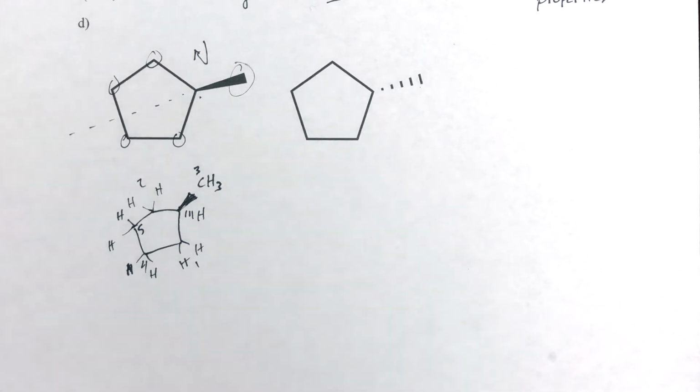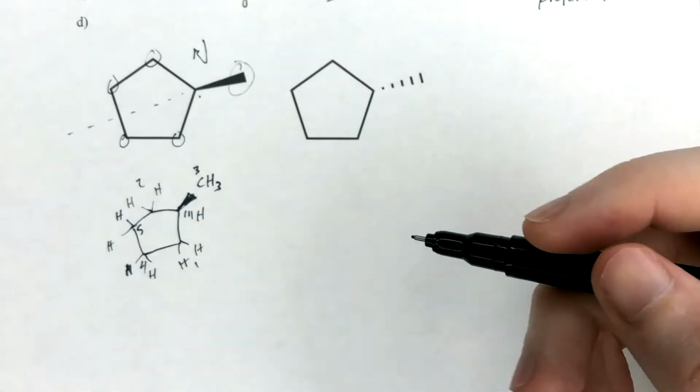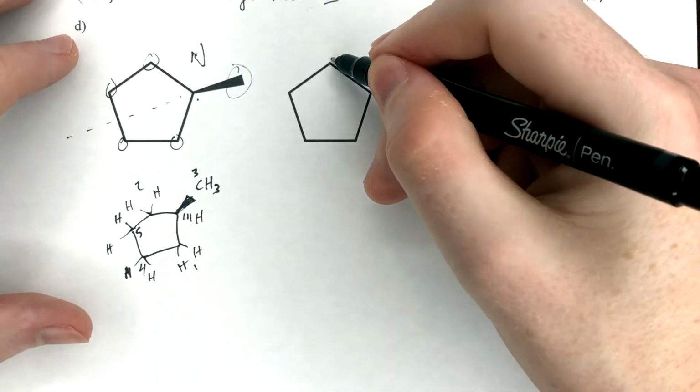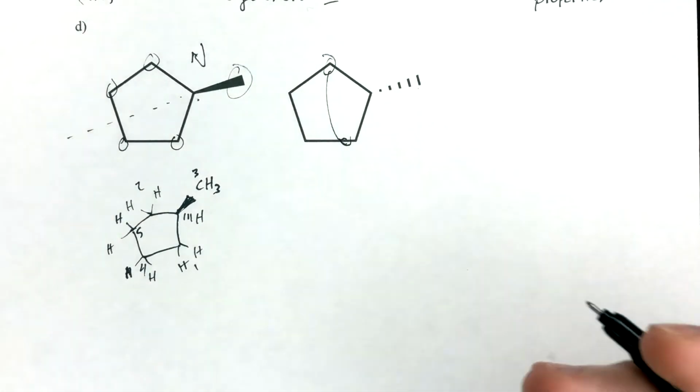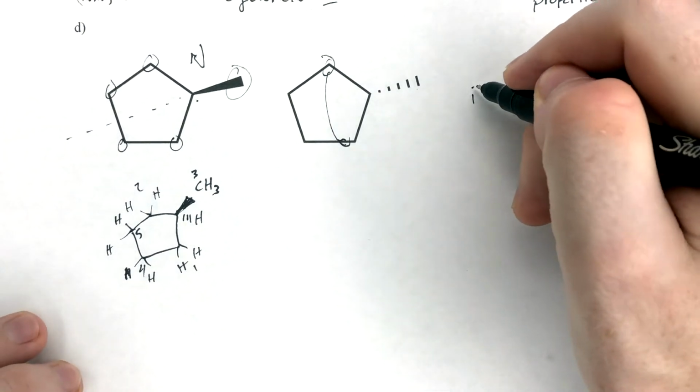Because there's no chirality, it doesn't matter. There's nothing on the ring to create dissymmetry. So if you rotate it like that, if you put this carbon down here, it's indistinguishable from the other one. Because of that, these are identical structures.